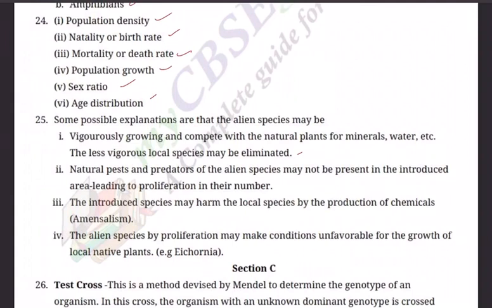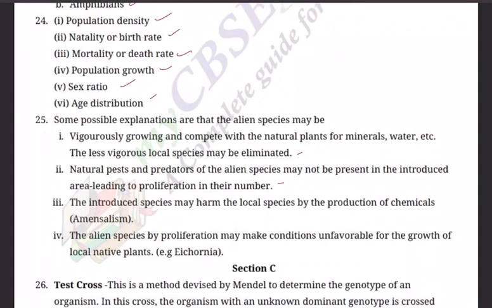And the moment you find Parthenium with the original crop or original plant, it starts fighting for the minerals and water, and it deprives the plant that we are interested in. Hence, the original crop dies and Parthenium will grow. Second, natural pests and predators of the alien species may not be present in the introduced area, leading to proliferation in number. That's why Parthenium spreads very fast.